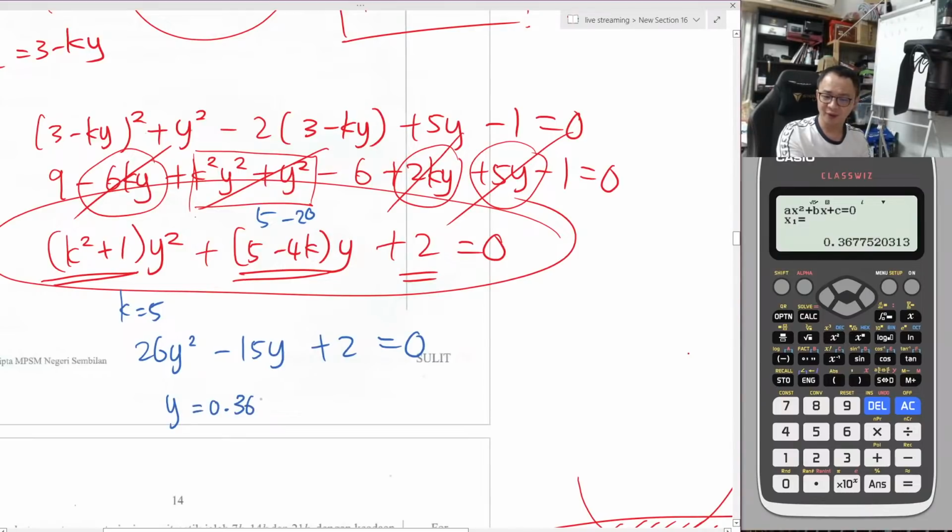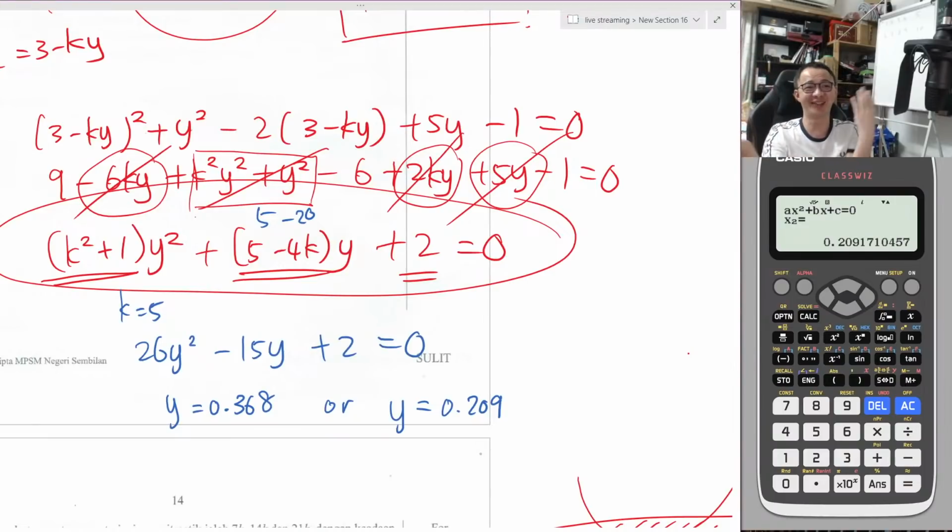0.367 or 4. Oh, 8, sorry. Or y equals to, another one is 0.209. Right, but location mean must have a coordinate. Then only consider it's a location in the space. I don't know how they measure the coordinate in space, but yeah, this is just a math question. Don't think too deep.